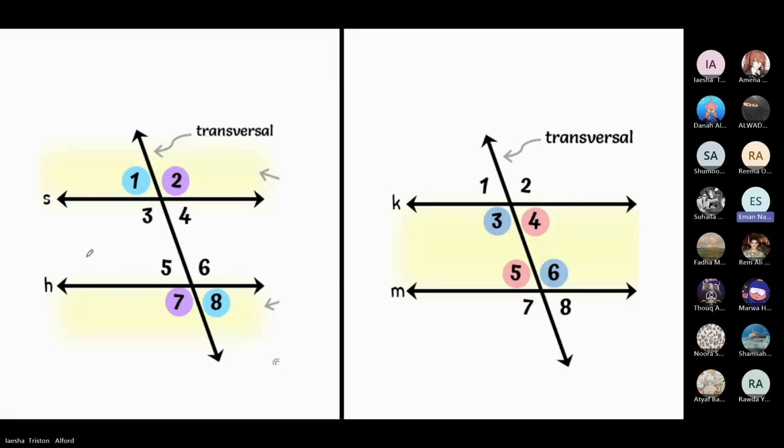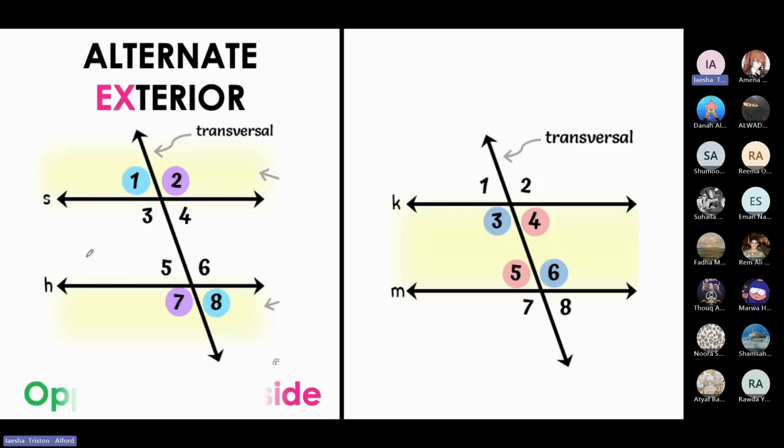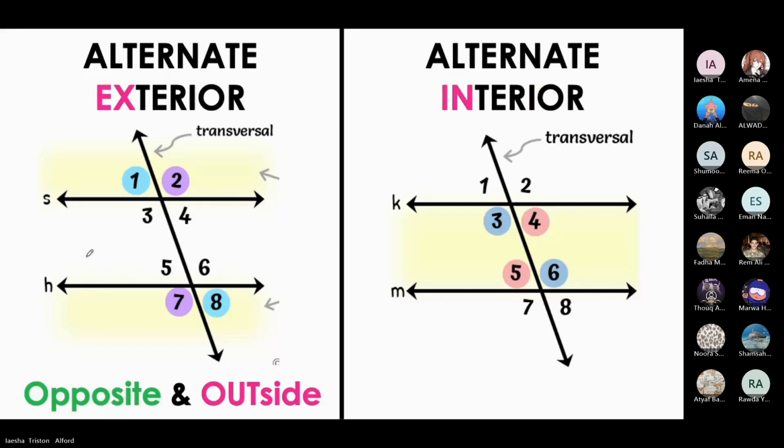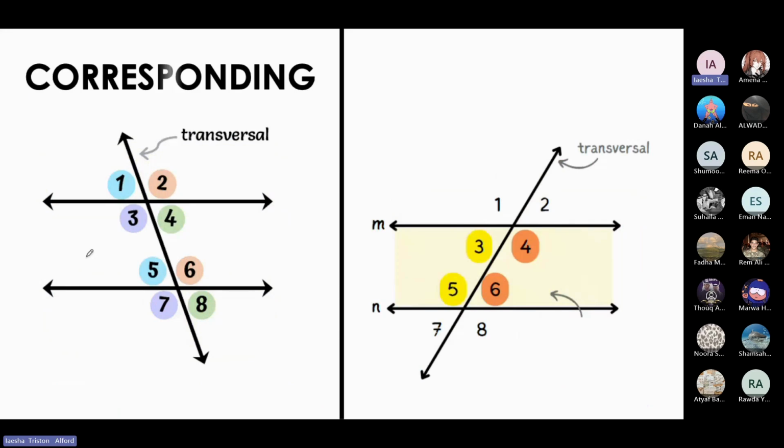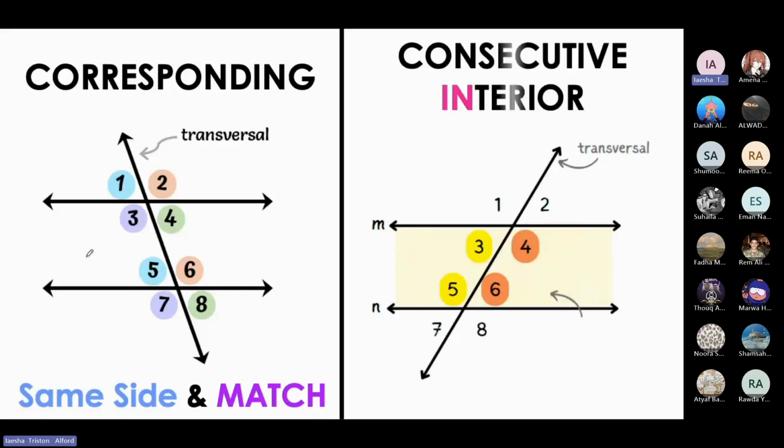Alternate exterior and alternate interior. They're both opposite, but one is outside and one is inside. Corresponding: same side and match. The second one, consecutive interior: same side and inside the parallel.